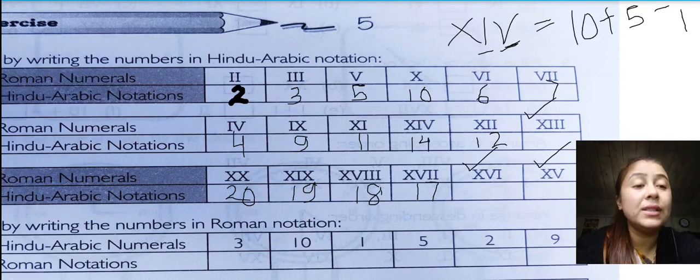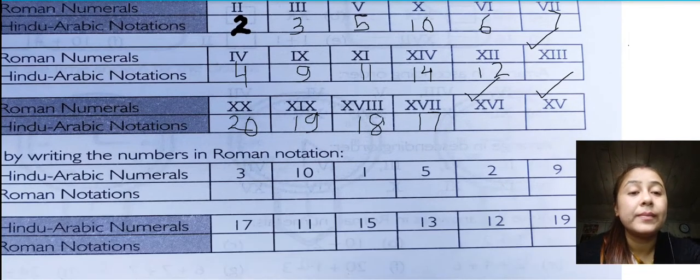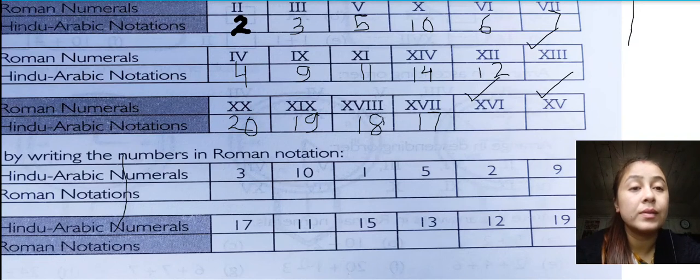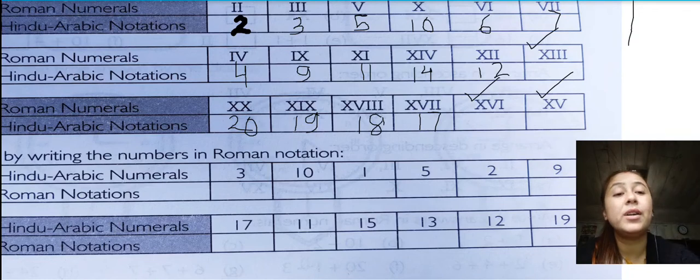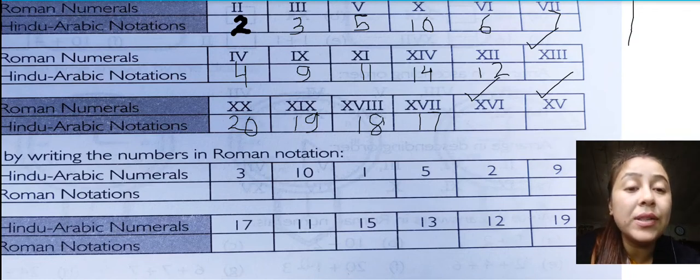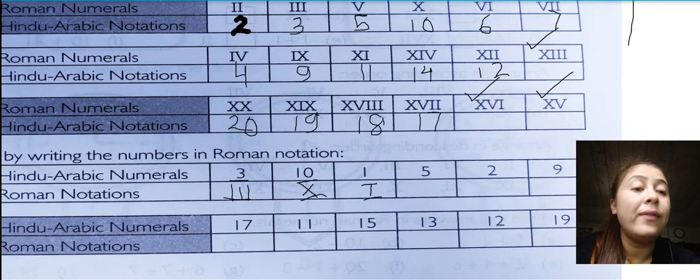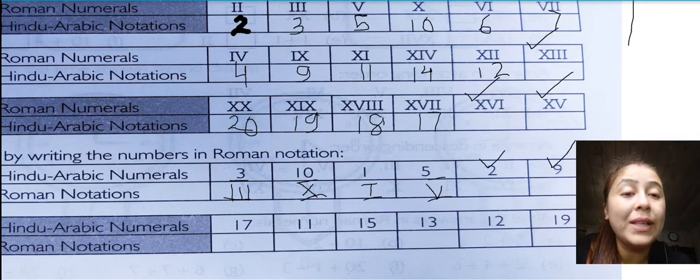Now next, children, Hindu-Arabic numerals are given, and we will write the Roman notation. So 3 means, children, III. So here you will write III. 10 means X. So here you will write X. 1 means I. So here you will write I. 5 means V. So here you will write V. How will you write 2? How will you write 9? You will write them yourself.